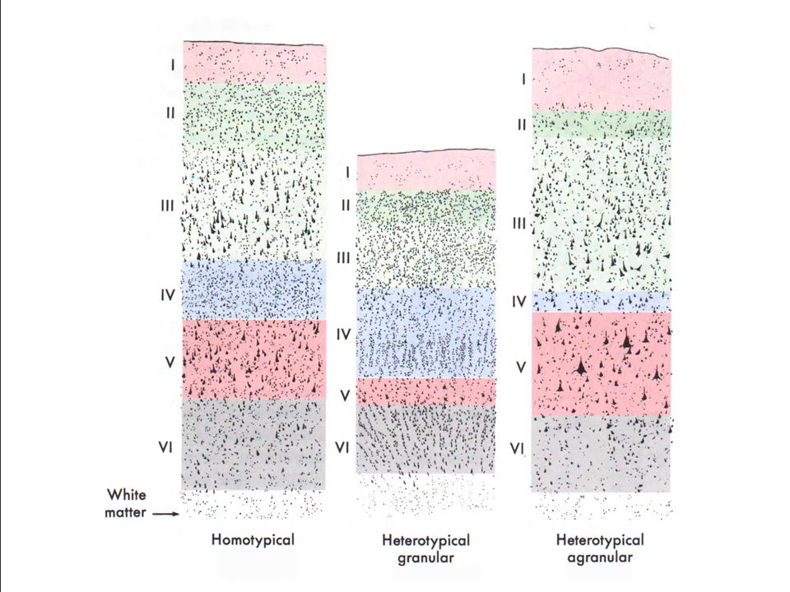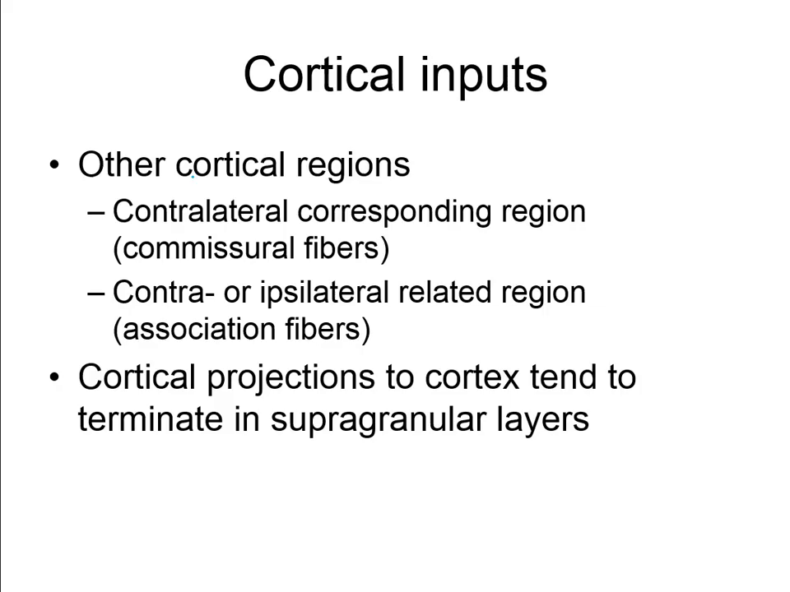So again, what type of cortices are these? The homotypic is mostly association. Okay? Heterotypic granular, motor or sensory? Sensory. And therefore heterotypic agranular, motor. So the inputs are going to go to different sorts of places in these. So for cortical inputs, they get inputs from other cortical areas.